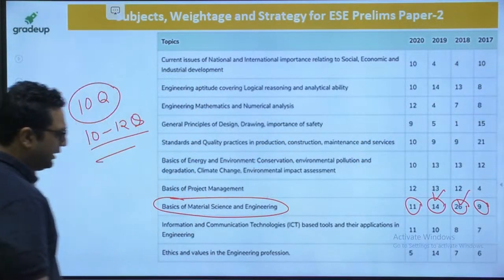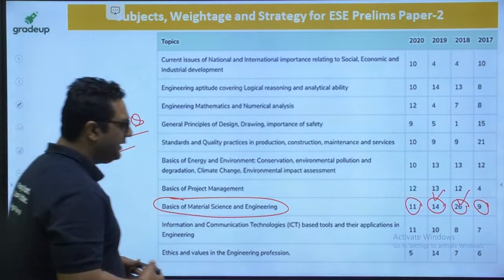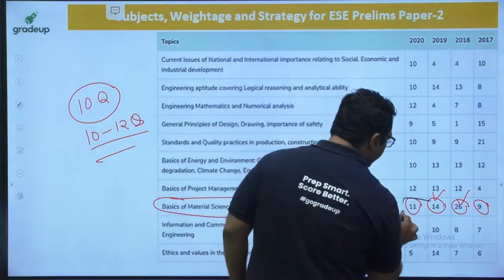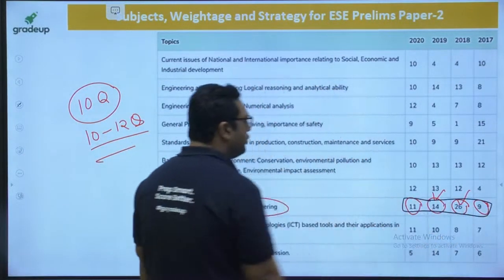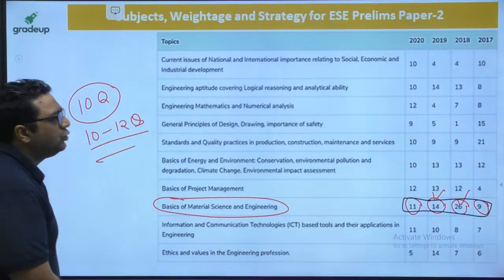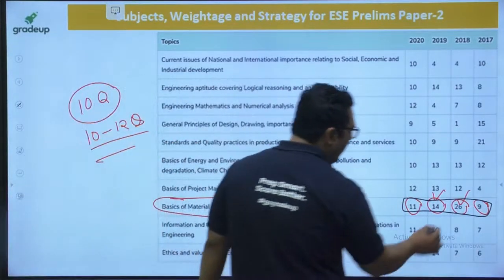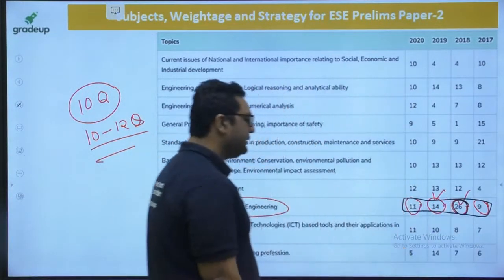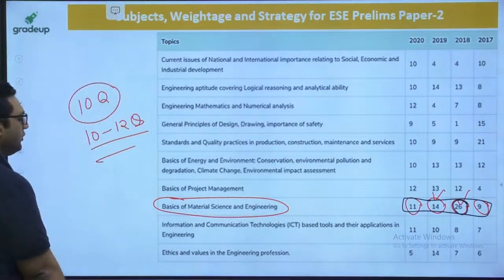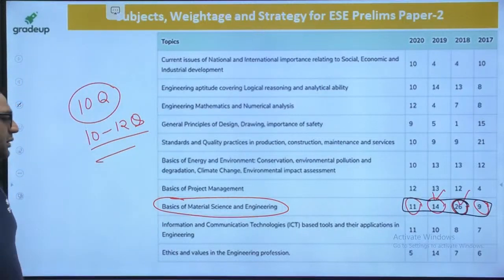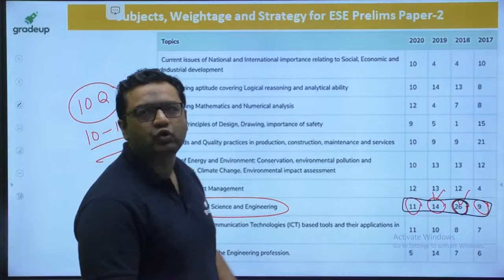I told you the weightage, my dear, for material science. The weightage is around 11 to 14 questions coming. In 2018, the number of questions was quite high. Otherwise, generally you can expect 11 to 14 questions. And my dear, one question is for 2 marks.